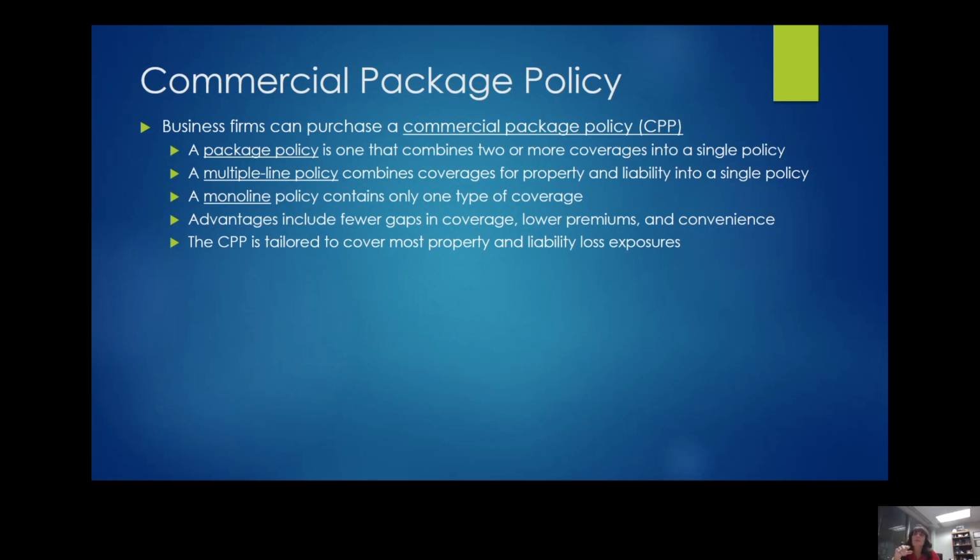We call that a multi-line policy, meaning that it has more than one thing in it. Monoline policies only have one type of coverage. So you would get a separate one for property, a separate one for liability coverages. The advantage of having a package policy is usually it's cheaper. Secondly, it prevents having gaps. You'll at least know that it should all be packaged into one. And that way, if something isn't covered in one, it's going to be covered in the other that's within the same bundle.